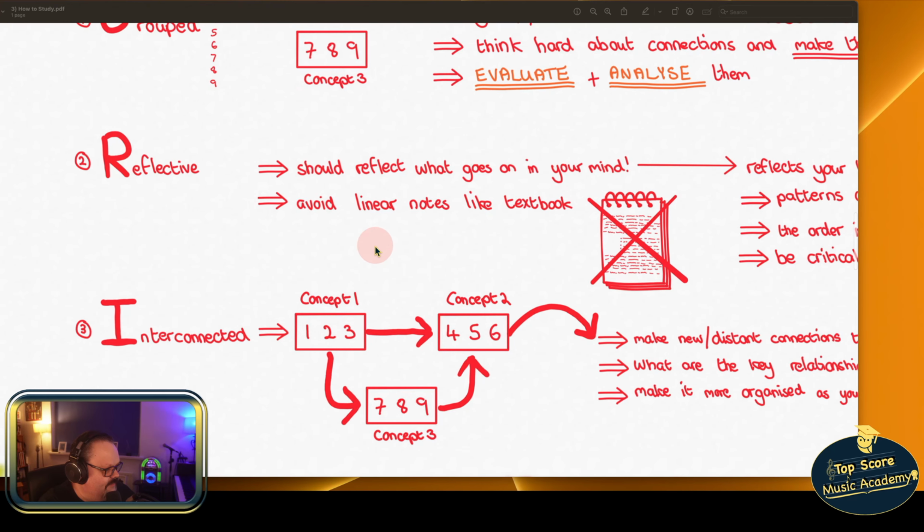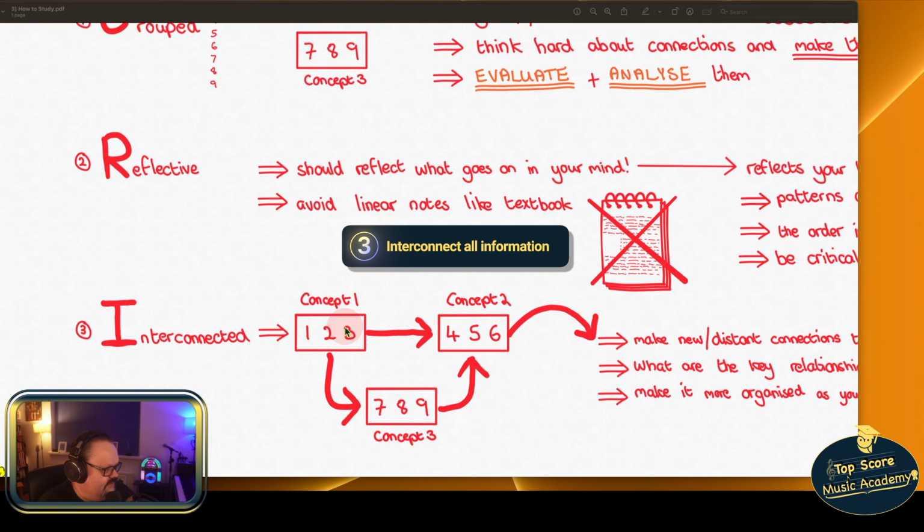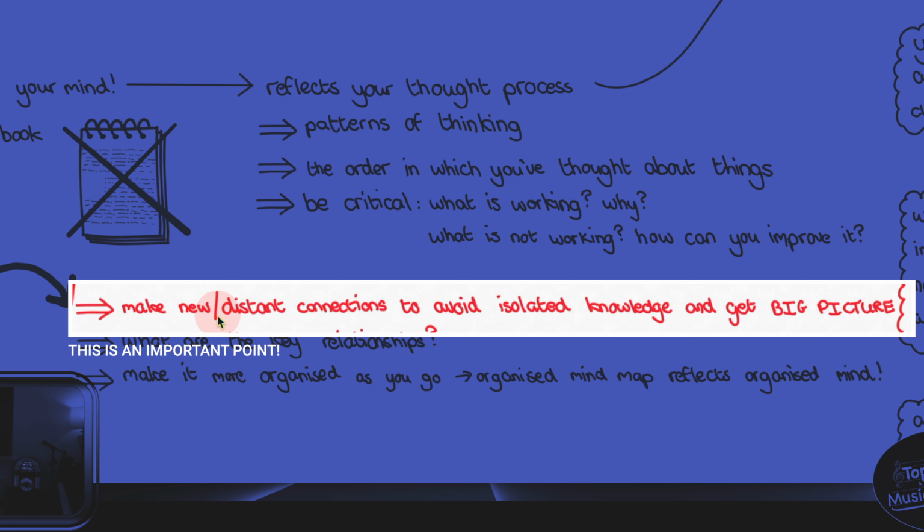Yeah, so step number 3 then, guys, try to make it interconnected. So maybe concept 1 will lead on to concept 2, or it might get there through another concept that leads you on to concept 2, and then that will lead on to something else. So have arrows that connect this information together. Make the arrows maybe different sizes, or thicker or thinner, depending on how closely connected the information is. As it says here, make new distant connections to avoid isolated knowledge and get the big picture.